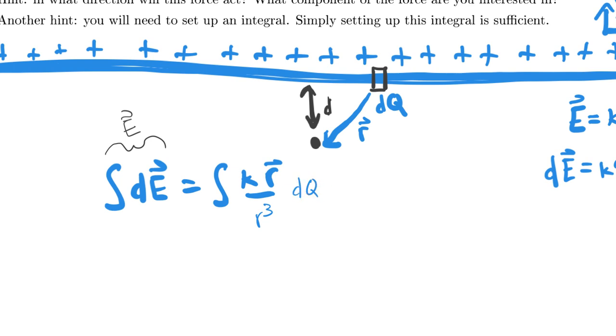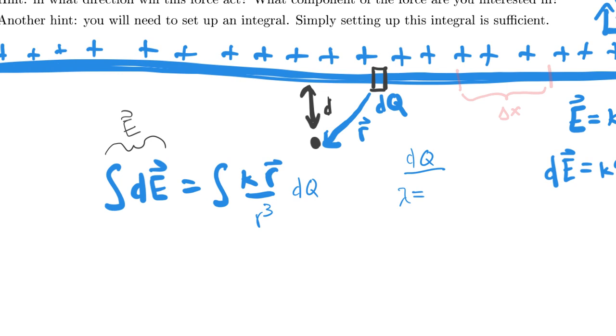Now, the only real tricky thing we have to do is figure out what the heck is dq. What is this dq thing? Well, remember, lambda is going to be equal to, for any part of this line charge, let's say we just consider some delta x over here. So from here to right there, let's just call this some delta x distance.